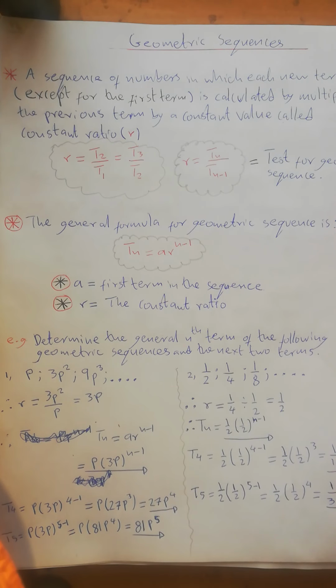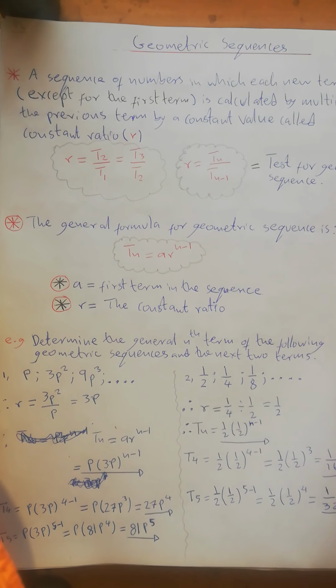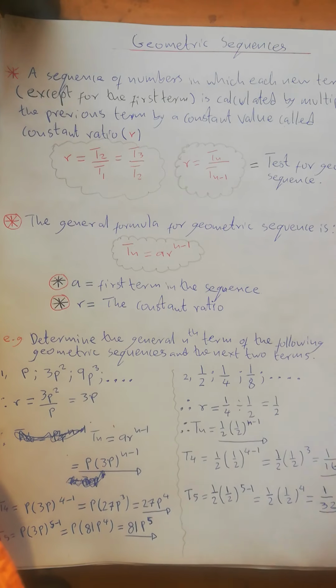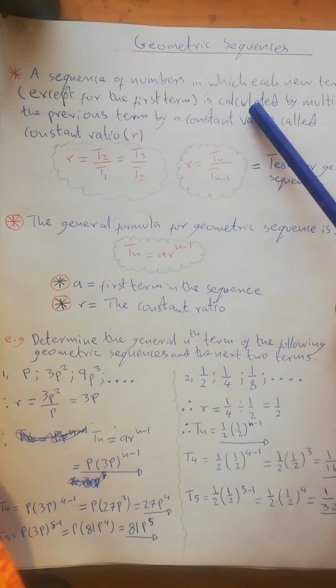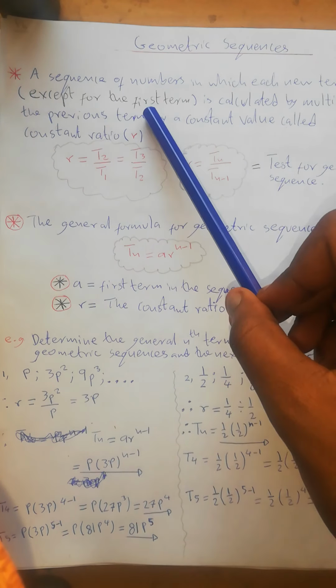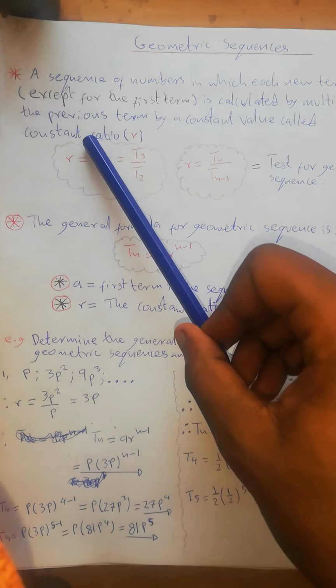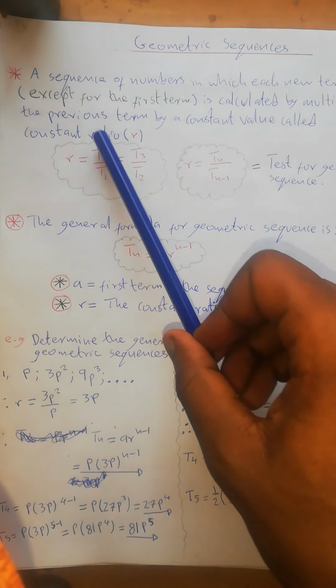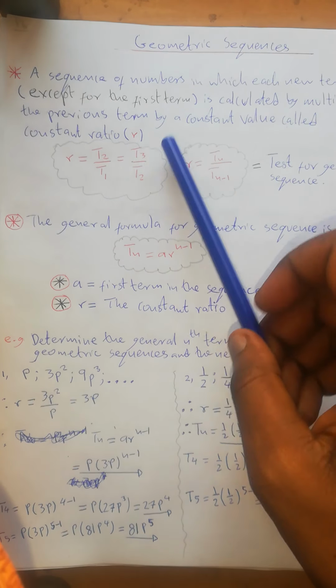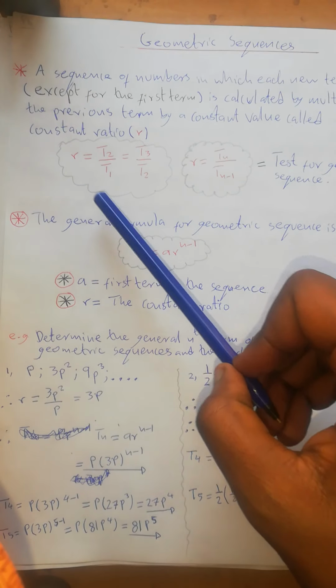Good afternoon, everyone. Today we'll be doing geometric sequences. What is a geometric sequence? It's a sequence of numbers in which each new term, except for the first term, is calculated by multiplying the previous term by a constant value called a constant ratio r. This is how you get your r.